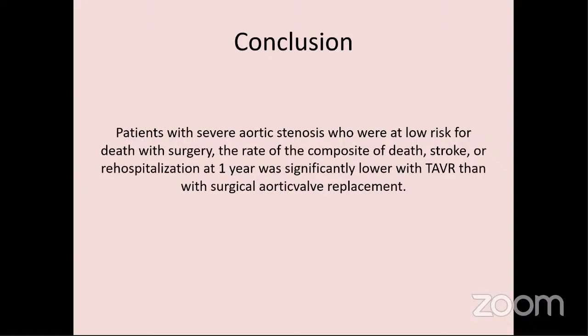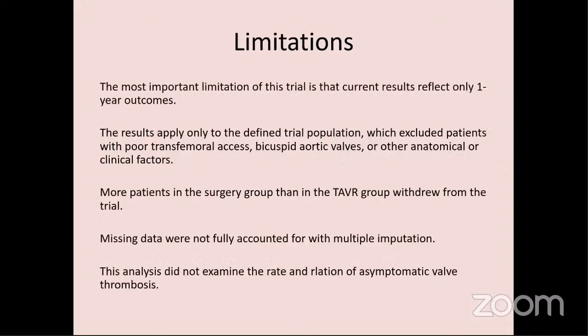Another thing: there's an implied sentence they put but didn't explain. Go back to the last slide, where they wrote that this analysis did not examine the rate of asymptomatic valve thrombosis. Most likely they discussed it in the index paper, but the incidence of valve thrombosis was not that significant. But it's concerning, it may become a problem after 1 or 2 years. You have to tell him this information too.